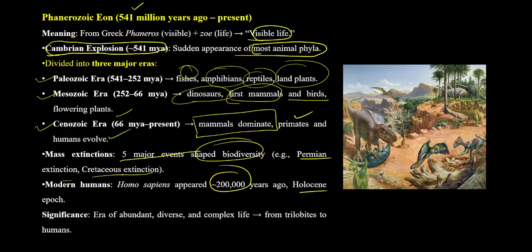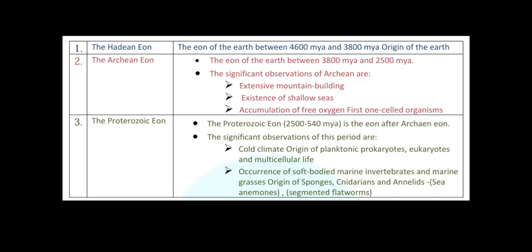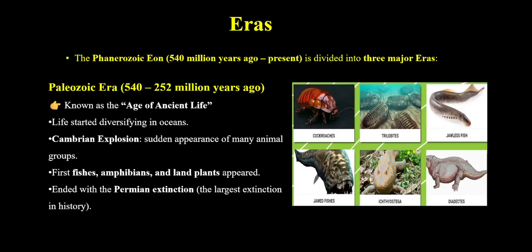What is the significance? This is the era of abundant, diverse, and complex life, from trilobites to humans. Here you can see all of these things are mentioned.